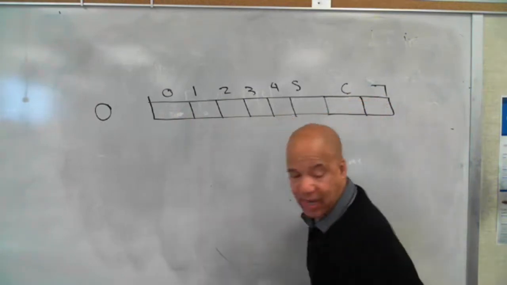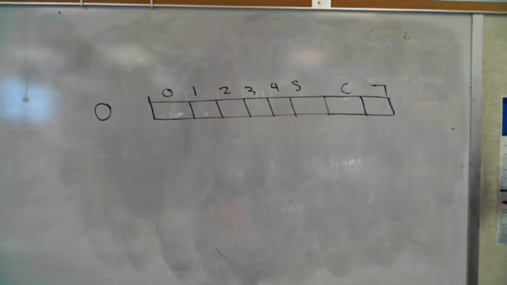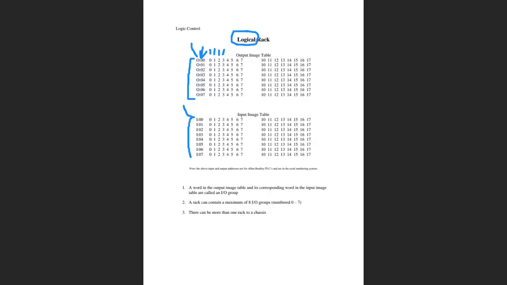All this table is showing you is the different bit positions in what they call an image table. So you have two image tables: an output image table and an input image table. An image table is basically an image of the input module terminal connections and an image of the output module terminal connections. I'll show that when we get into the PowerPoint.